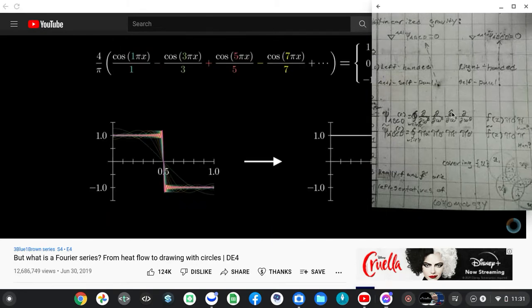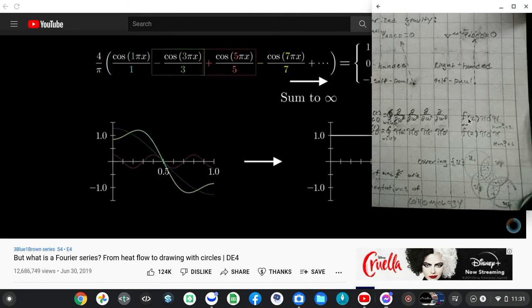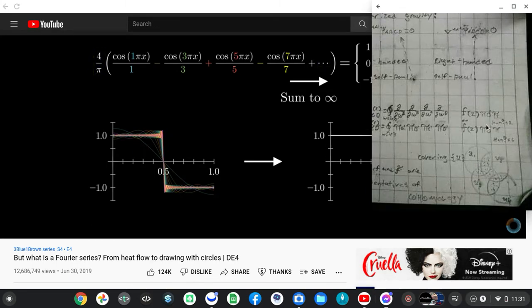And in the case of our step function, it turns out you could do the derivative of this infinite sum, where the coefficients are 1, negative 1/3, plus 1/5, minus 1/7, and so on for all the odd frequencies, and it's all rescaled by 4 divided by pi. I'll explain where those numbers come from in a moment.